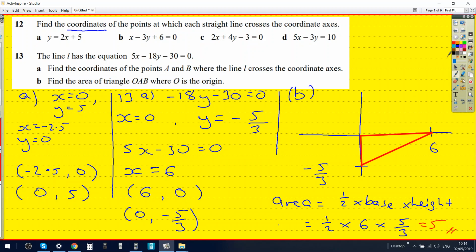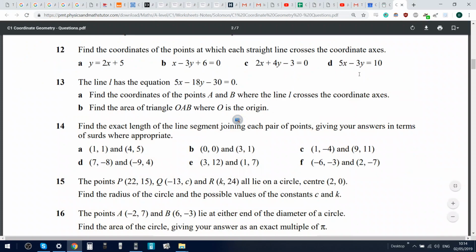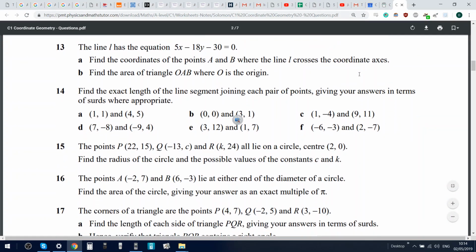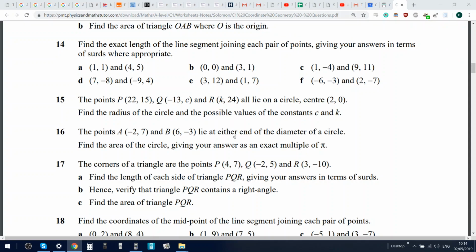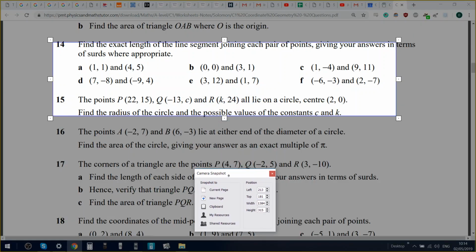Great. Any questions about that? And that's a very common type of question where they throw that in at the end. Find the area of the triangle. So I'll just do a little sketch and then do that. Okay. Any idea how you do this one?